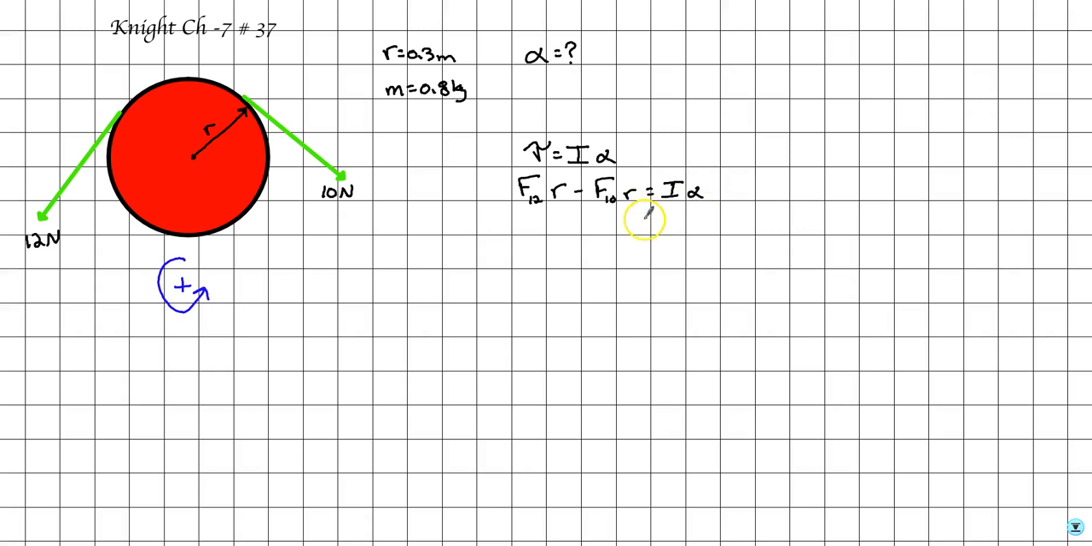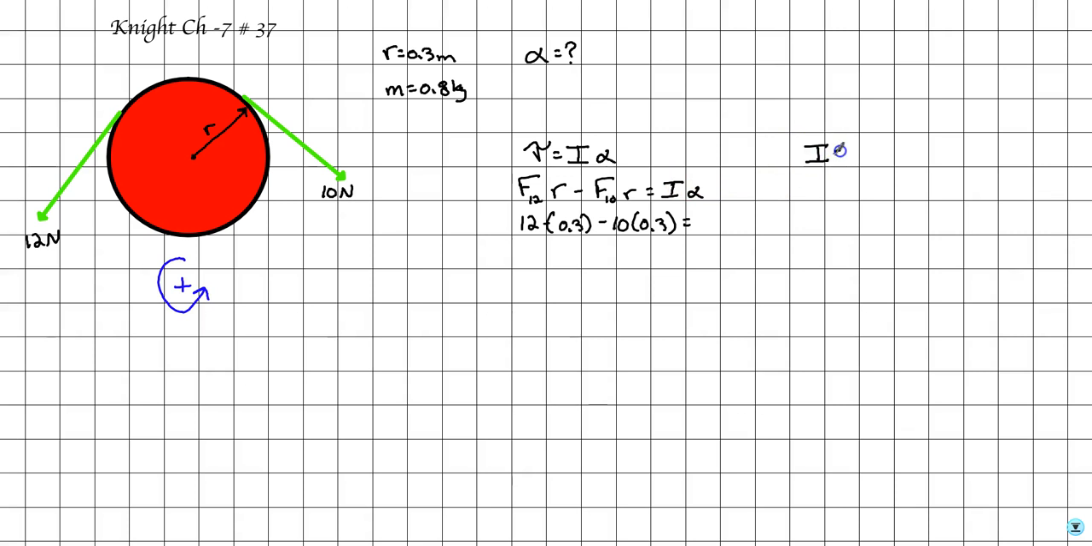And when we get that, we can say that we've got 12 times 0.3 minus 10 times 0.3, and that's equal to I times alpha. The problem is we don't have I, the moment of inertia. We need to find that.